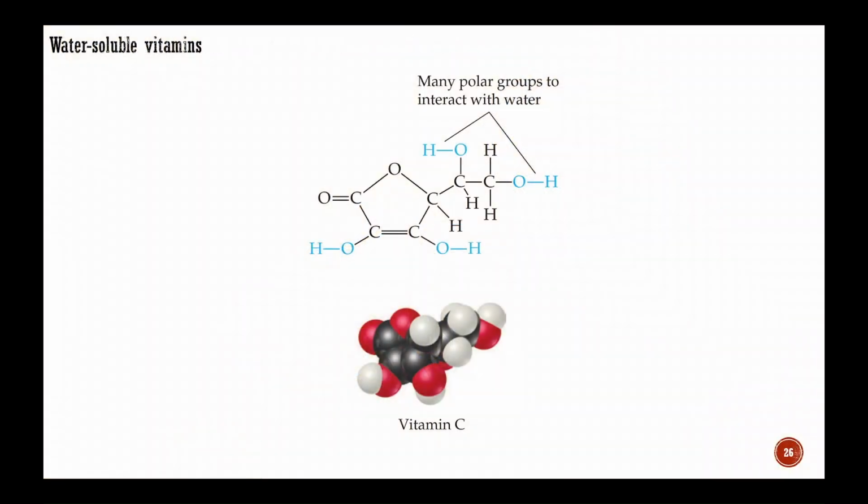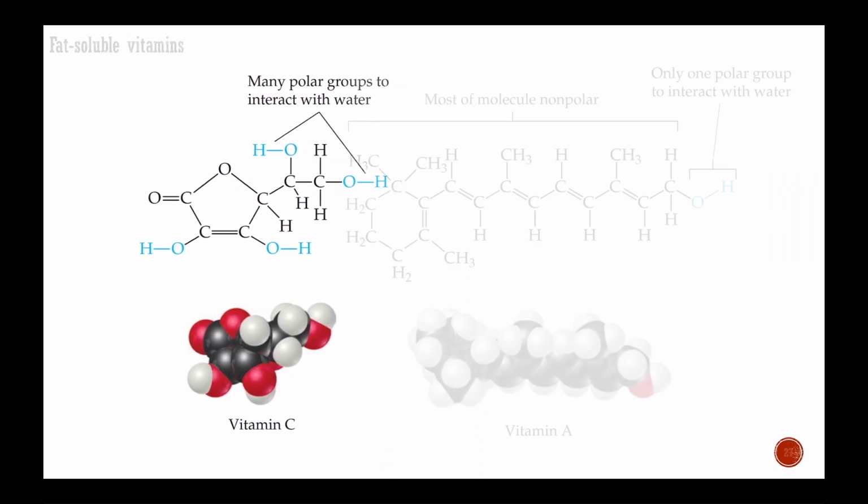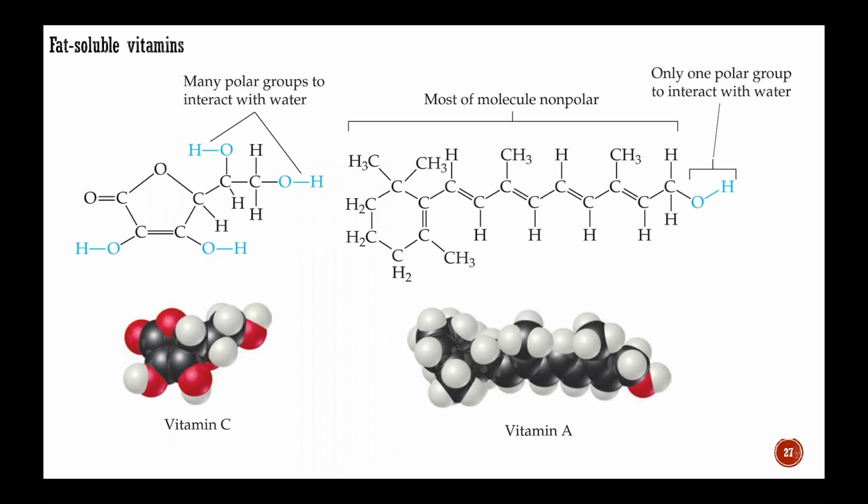The difference between water-soluble and fat-soluble vitamins lies in their molecular structures. Water-soluble vitamins, such as vitamin C, have multiple polar groups that can interact with water to form hydrogen bonds. On the other hand, fats are nonpolar molecules containing hydrocarbon chains, and fat-soluble vitamins, such as vitamin A, tend to be more hydrocarbon-like. While they may have a polar group or two, the molecule is predominantly nonpolar.